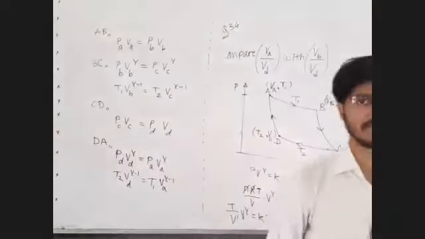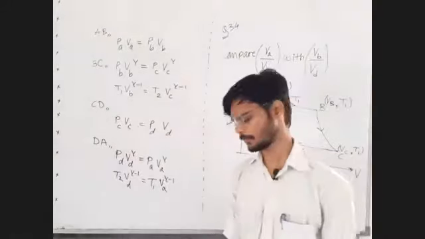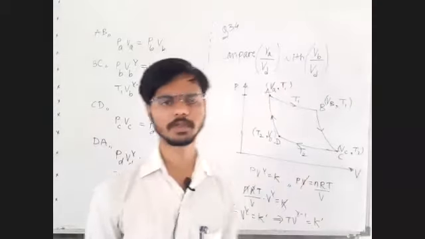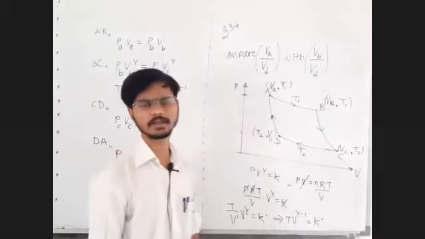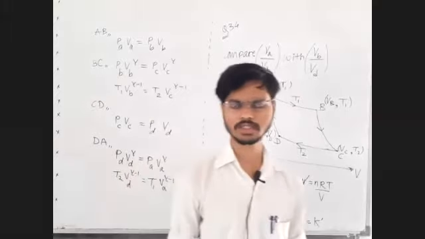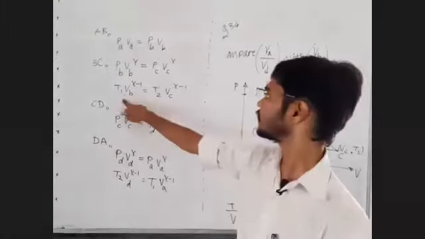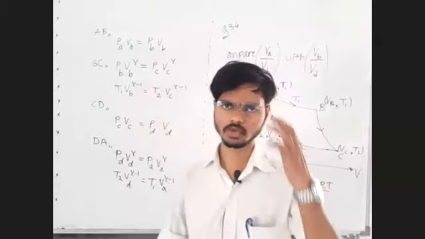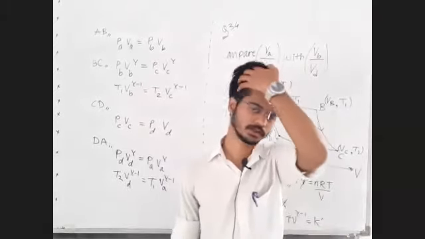Are these equations clear? For isothermal, PV equal to constant, P1 V1 equal to P2 V2, and for adiabatic, PV raised to gamma is equal to constant and TV raised to gamma minus 1 is equal to constant. So I just wrote all possible equations.